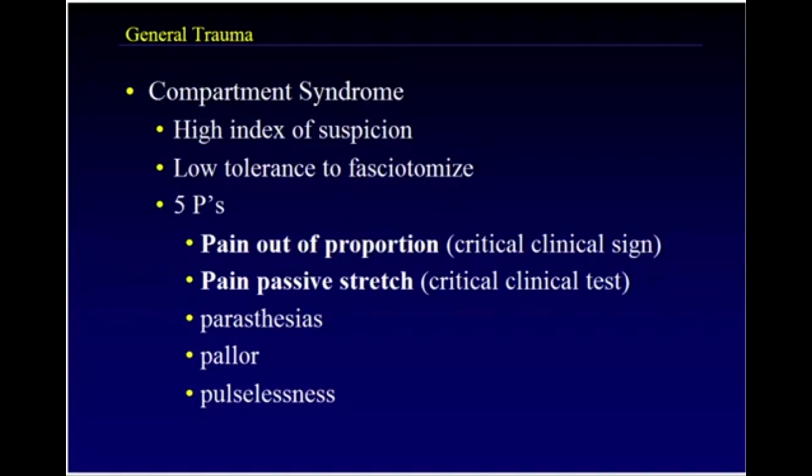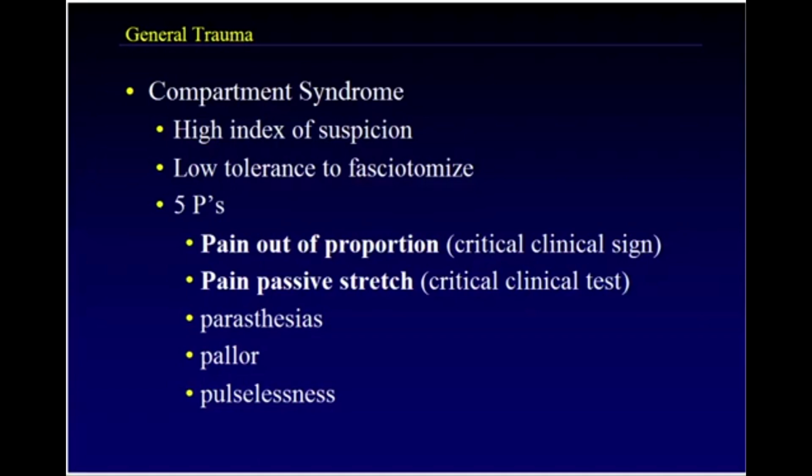Again, the 2 critical things that are mentioned are the critical clinical sign, which would be pain out of proportion. That's often difficult to assess clinically because different patients, of course, have different pain thresholds. But basically, it means that the patient is experiencing more pain than you would typically expect from the type of injury that you see. And then the critical clinical test, or the hallmark of clinical examination, would be pain with passive stretch of the extremity.